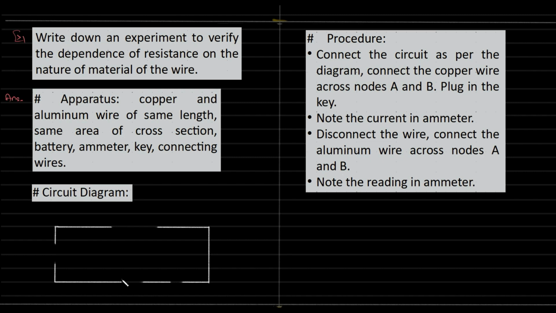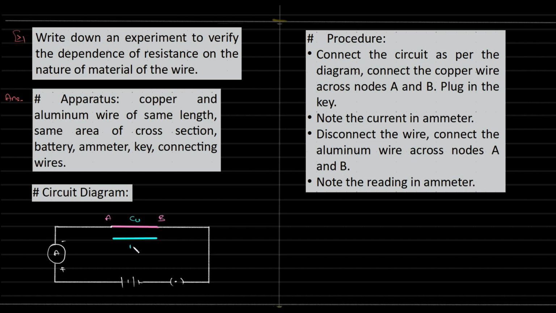So we have the battery place, key, I'll switch it on. Then we have the ammeter and the place to connect your material, A and B. So we have two materials. One is copper wire and another is aluminum wire.